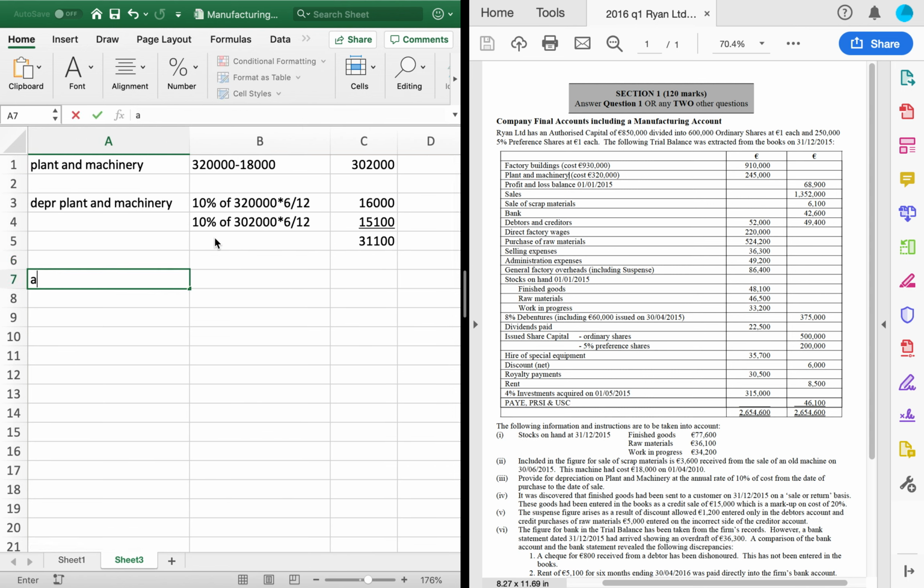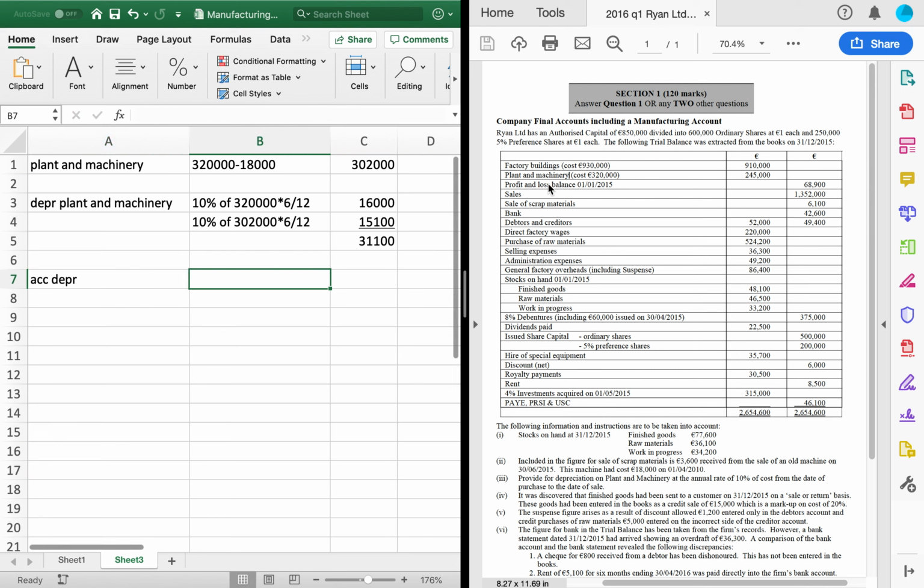Just as always then, after depreciation you have accumulated depreciation. So your accumulated depreciation starting off is the difference between the 320 and the 245. So that is 75,000. We're going to add on the 31,100, and then we're going to take away the depreciation on the one we sold. So the one we sold is 18,000.